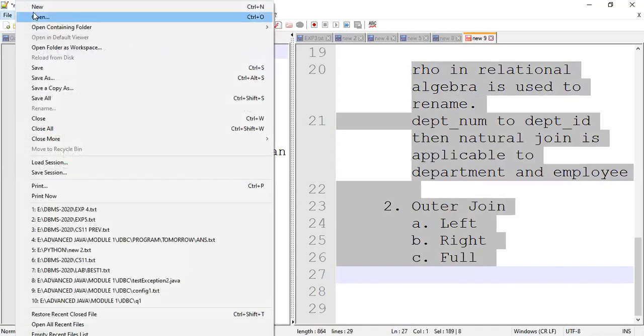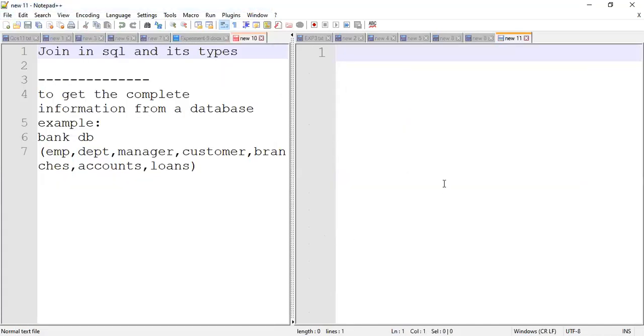So why are we requiring join? Listen, to get complete information from a database. The definition of join: the requirement of join in SQL is to get the complete information from different tables. It's not just data, it's to get the complete information from a database. And you are familiar with a database. It is not a table. It is a collection of many tables.